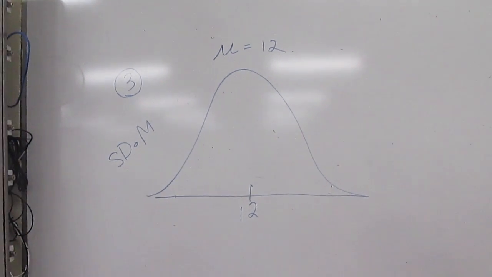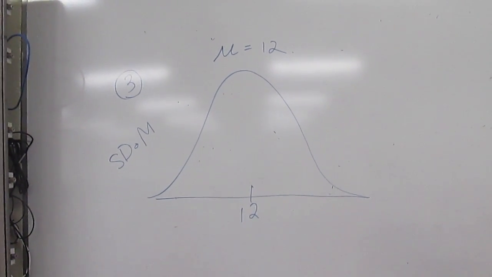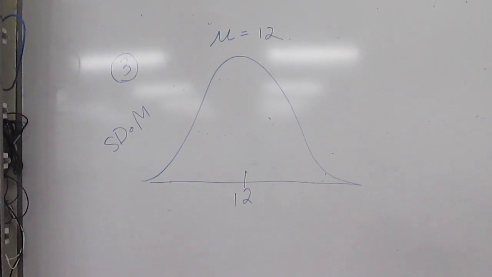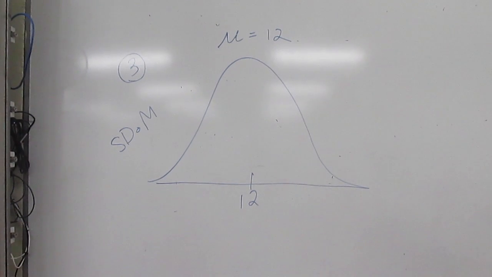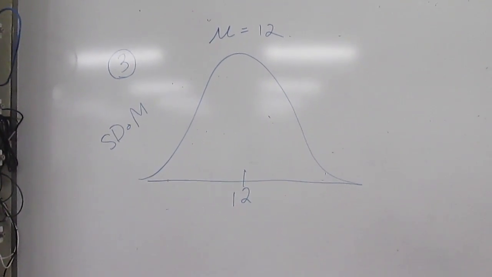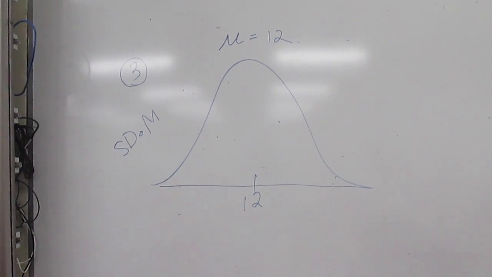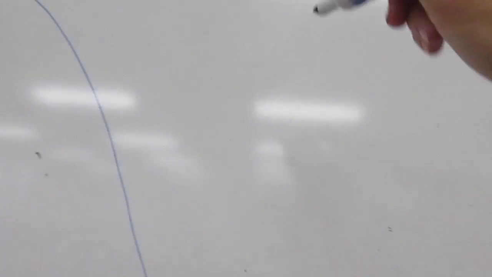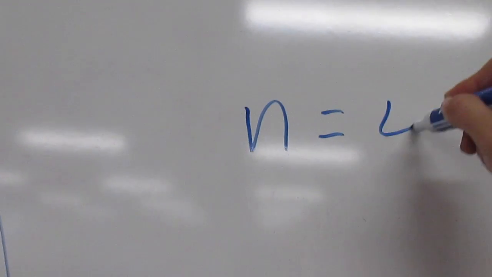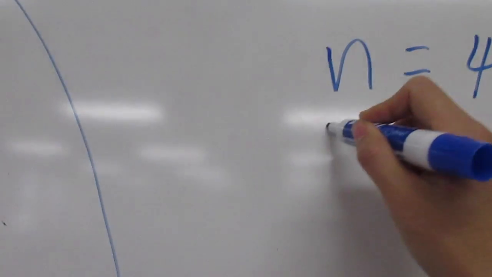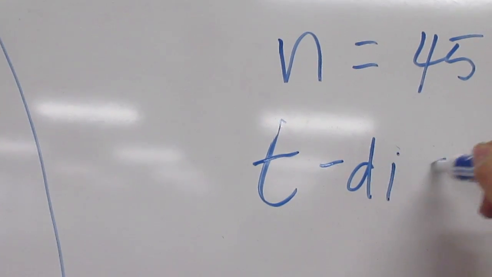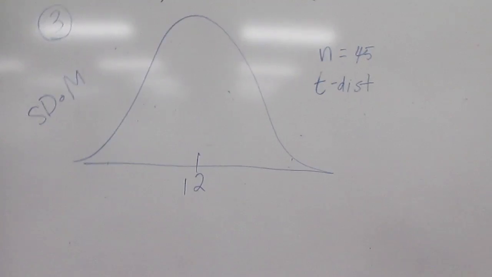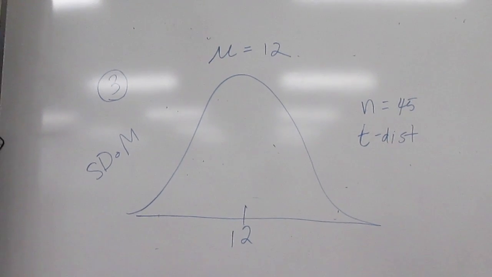Now, what shape is this SDOM? Well, I don't know if it's normal because they didn't give us sigma, so it's not a Z or normal distribution. Maybe it's a T distribution. Well, in order to use T, we know that sample size has to be fairly large, and sample size is N equals 45, and that's pretty large. So we're safe in assuming that this is a T distribution. Great. We're going to call this shape a T distribution.